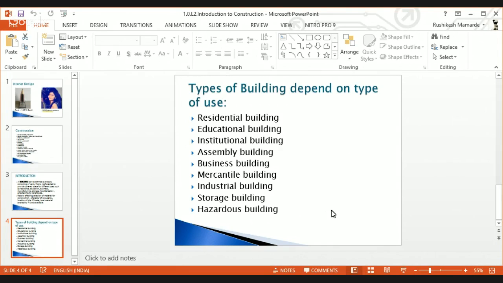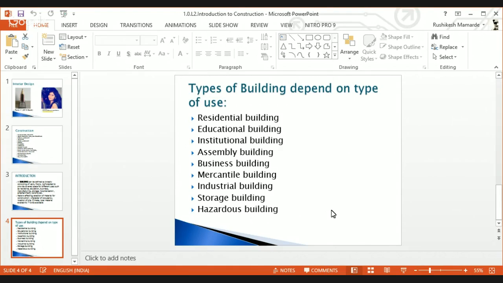Then the next is assembly building. The name itself indicates where people assemble, gather together. Those kinds of buildings are the assembly buildings. Some examples are theaters, motion picture houses, assembly halls, auditoria, exhibition halls, museums, skating rinks, gymnasiums, restaurants, places of worship, dance halls, club rooms, passenger stations, and terminals of air, surface, marine, and public transportation services. All of these come under the assembly building category.